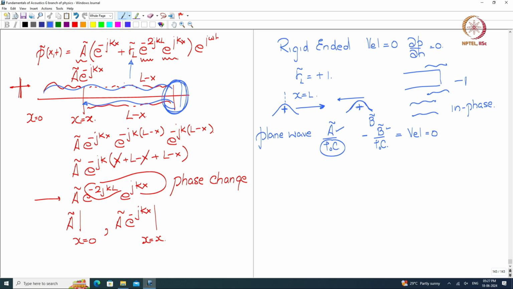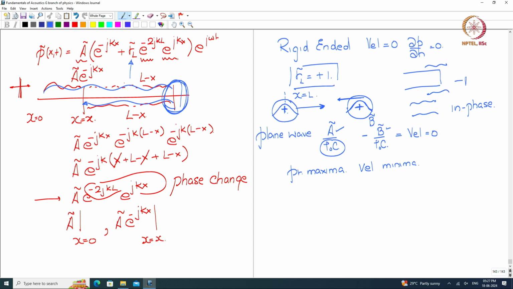An in phase pressure has to be generated by the end traveling leftward, and therefore what happens? A positive pressure at the end and an in phase pressure traveling leftward, they two add up. So you have a pressure maxima where you have a velocity minima. Okay, and that's why my R_L tilde in this case is plus 1.